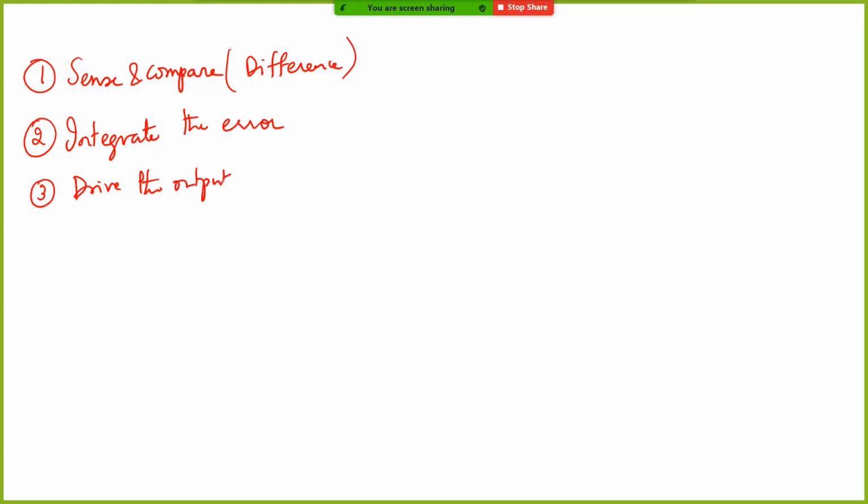right? We integrate the error, and thirdly, we drive the output. Okay. Now we started off with the more physical example, and we moved to an electrical example. So we will continue with that electrical example. What was it that we wanted? We wanted V out to be equal to some K times V in. Okay.